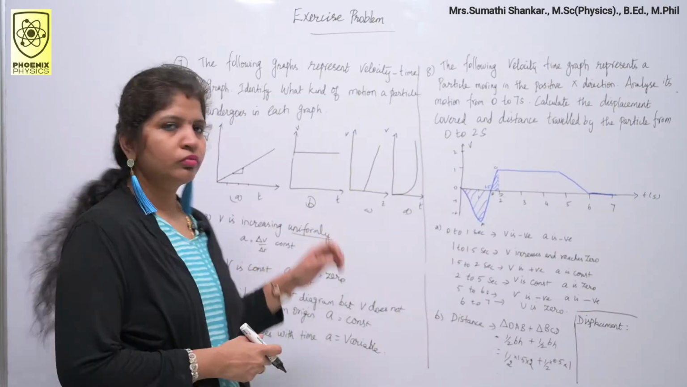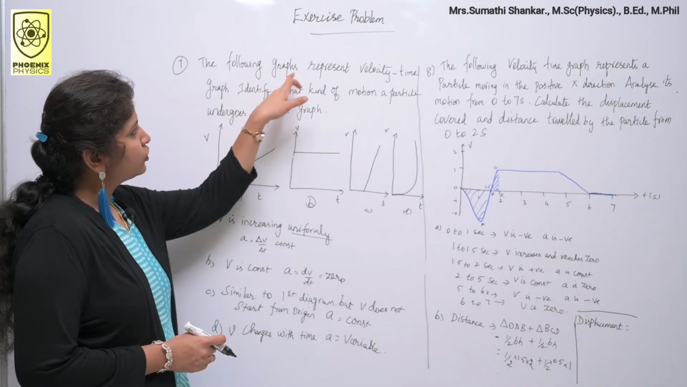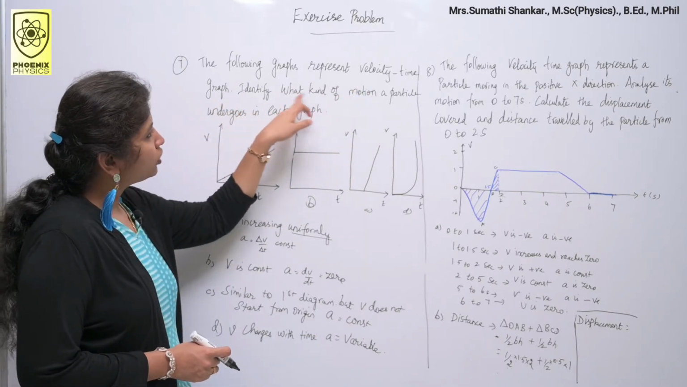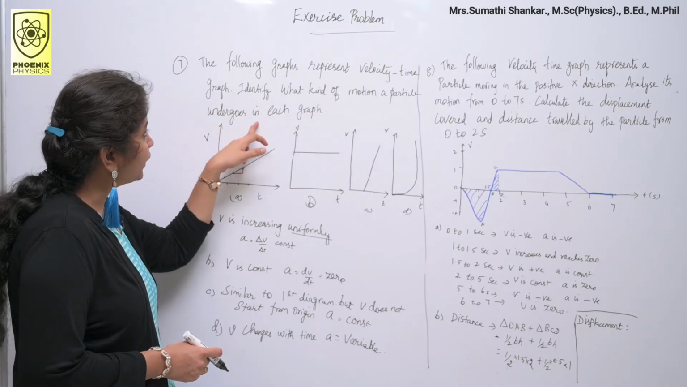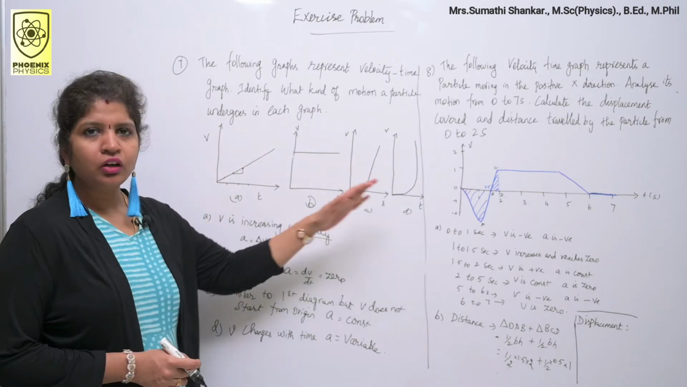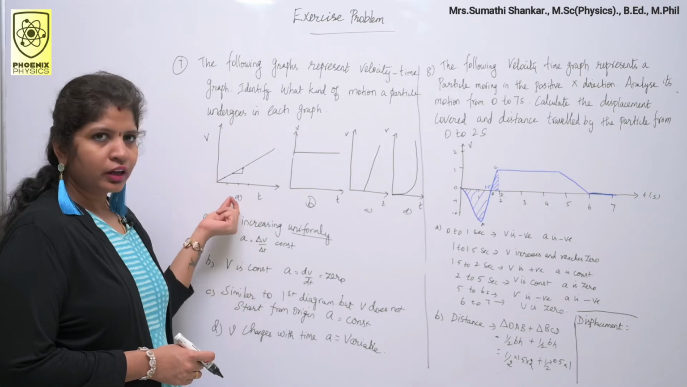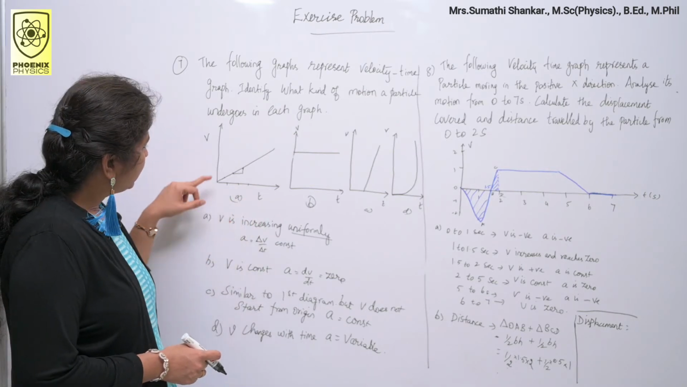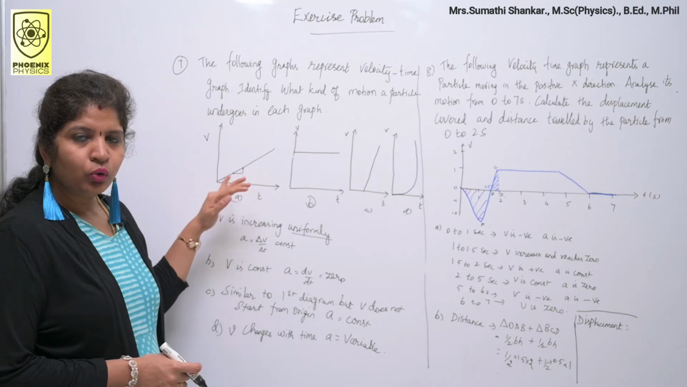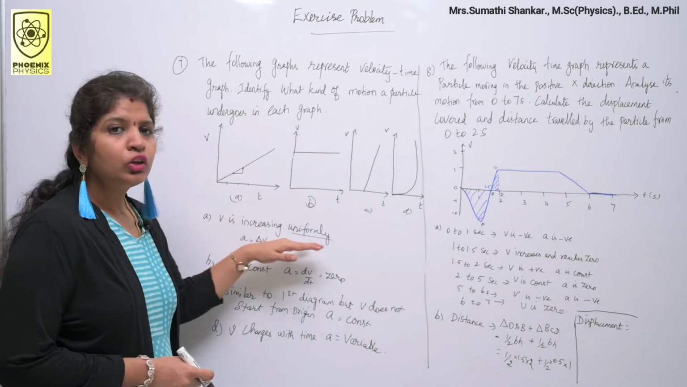This is your answer. Problem number 7. The following graphs represent velocity time graphs. Identify what kind of motion a particle undergoes in each graph. Here all the graphs are drawn between velocity and time. Look at the first graph. Here you can see a straight line. Straight line means what? The velocity is increasing uniformly.